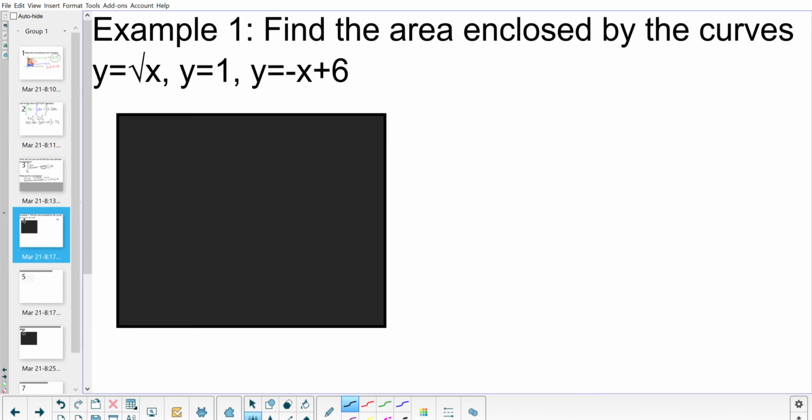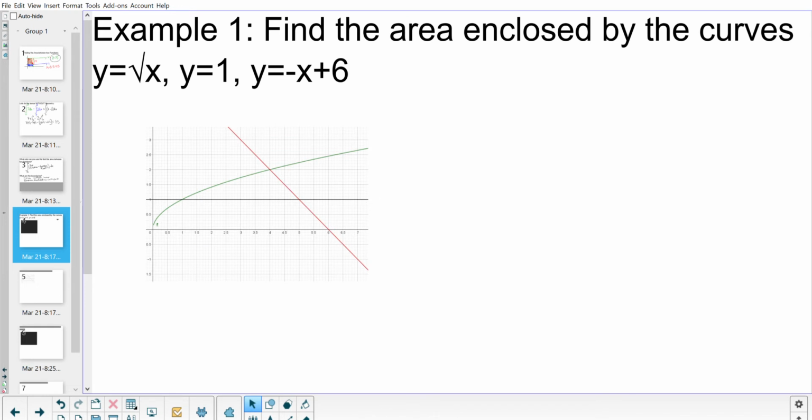So notice this problem doesn't say like from 0 to 5. There's no brackets that say that. That's because you really need to know what this looks like. So I'm going to give you a moment before I show you what the graph looks like. Take a moment, pause my video, graph y equals the square root of x, y equals 1, y equals negative x plus 6. Okay, it should look like this. Yes? You've got your horizontal line, you've got your square root, and a line with a negative slope.